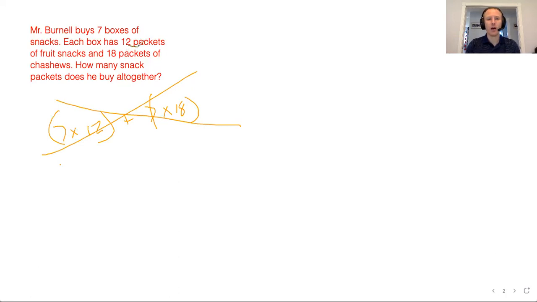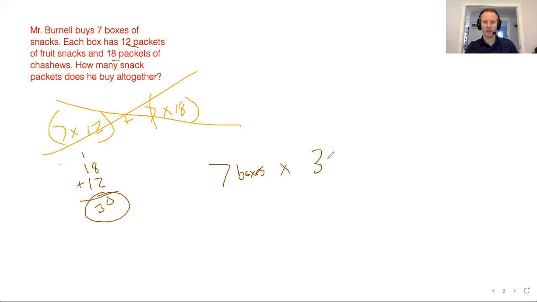Let's add the 12 and the 18 together and see what we get. Anytime you get a problem like this, add those things together and see if it comes out to something that adds up to a 10, a multiple of 10. So 12 plus 18, 8 plus 2 is 10, and then you have 3 10s, so you have 30. Well, 30 is an easy number to work with. It's a multiple of 10. So I have 7 boxes times 30 snacks in each.